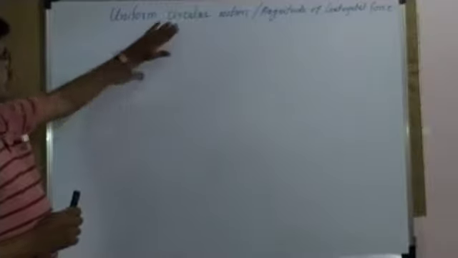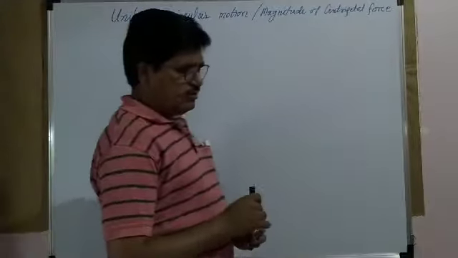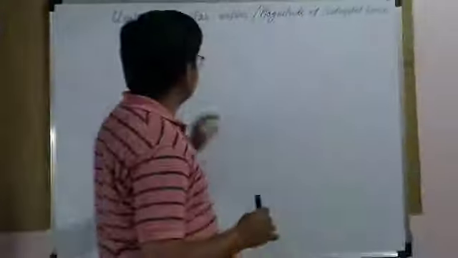You know about the uniform circular motion definition, it is clear. A body that covers equal distance in equal intervals of time in a circular motion is known as uniform circular motion, and for uniform circular motion, centripetal force is responsible.